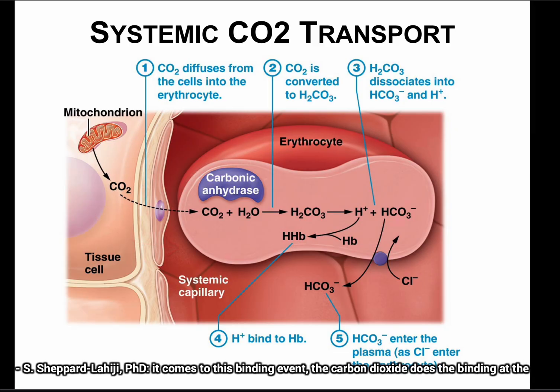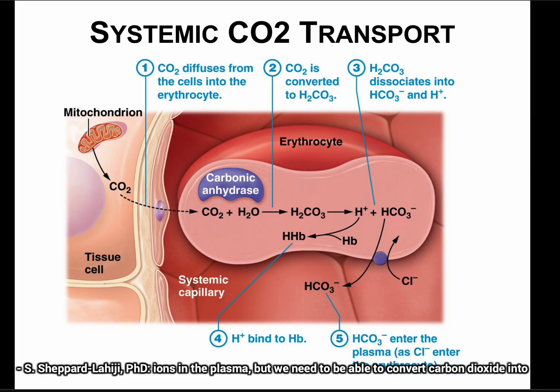And when it comes to this binding event, the carbon dioxide does the binding at the amino acid location of the hemoglobin rather than the heme. So carbon dioxide binds to the globin, oxygen binds to the heme. So there's no competition with respect to transport between these two gases. And the third, and most readily utilized, would be as bicarbonate ions in the plasma.